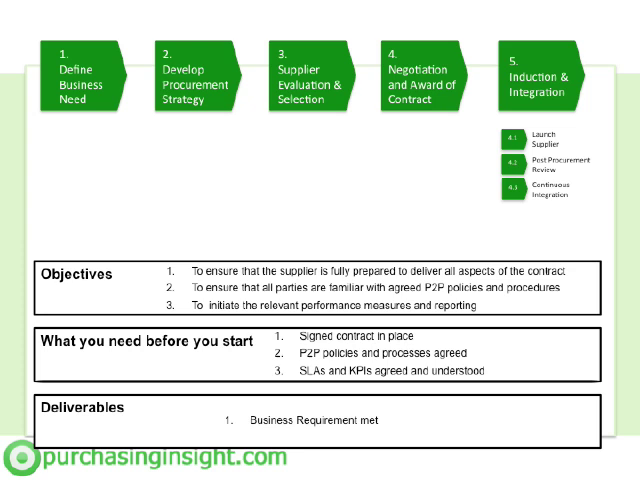Before you begin this stage, you need to make sure that all previous stages are being completed. In particular, you have the signed contract in place, that your purchase to pay policies and procedures have been agreed, and that your service level agreements and key performance indicators have been agreed and understood by all parties. At the end of this stage, you will have met your original business requirement.